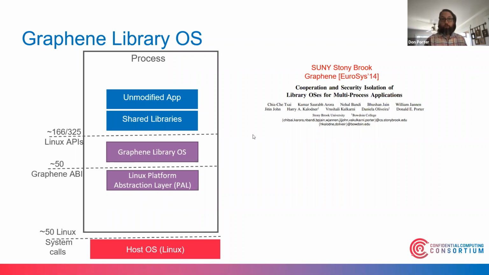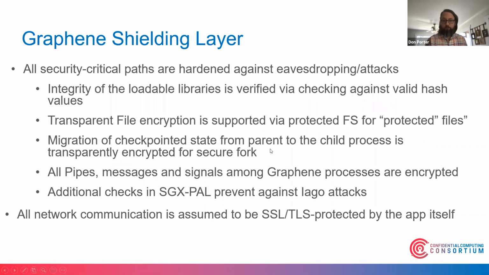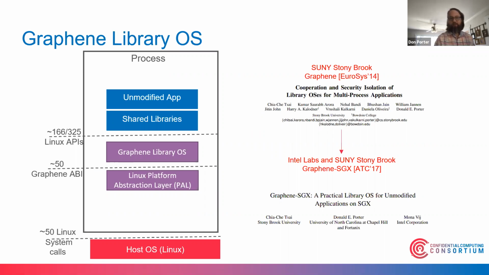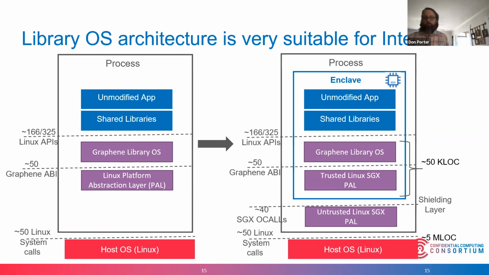This ultimately led to, sorry, had a lag in advancing the slide, this collaboration and a subsequent paper on porting Graphene to SGX that appeared at ATC in 2017. So now we can see how we demonstrated this overall portability point using Graphene SGX. Instead of having the process address space, we can do something very similar inside the enclave. The enclave's address space can have the unmodified application and shared libraries and Graphene underneath it.